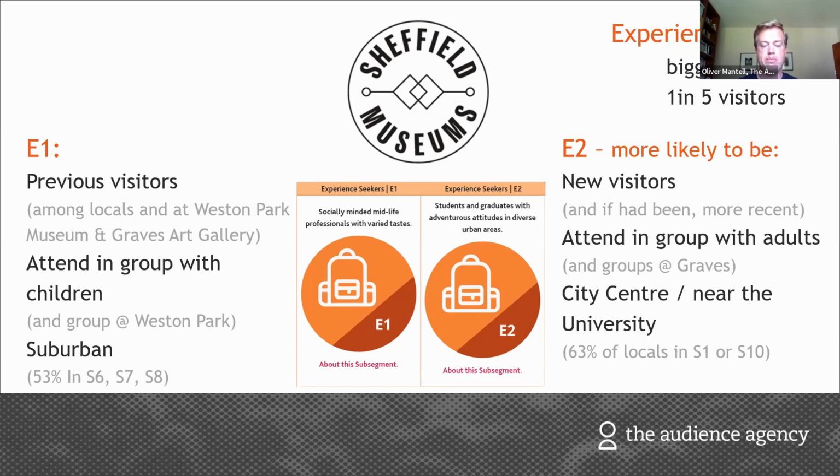we saw quite a difference in terms of where people lived. So we could separate out between local and non-local members of experience seekers. We looked just at Sheffield postcodes, and within those, there was quite a heavy concentration in the E1 group in areas called S6, S7 and S8, which are middle-class suburbs, lots of families arranged around the centre of the city.